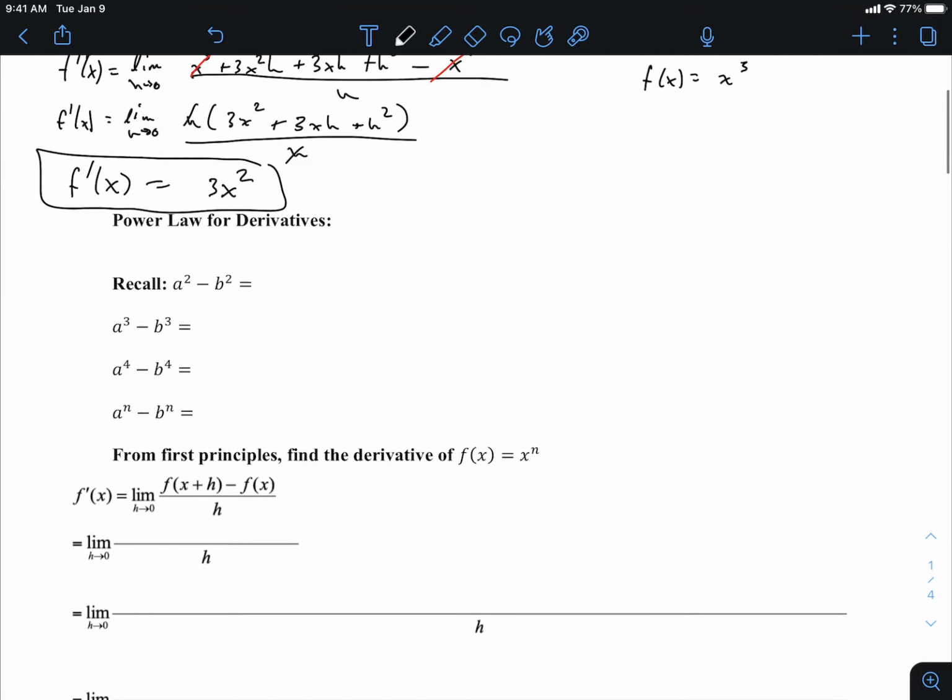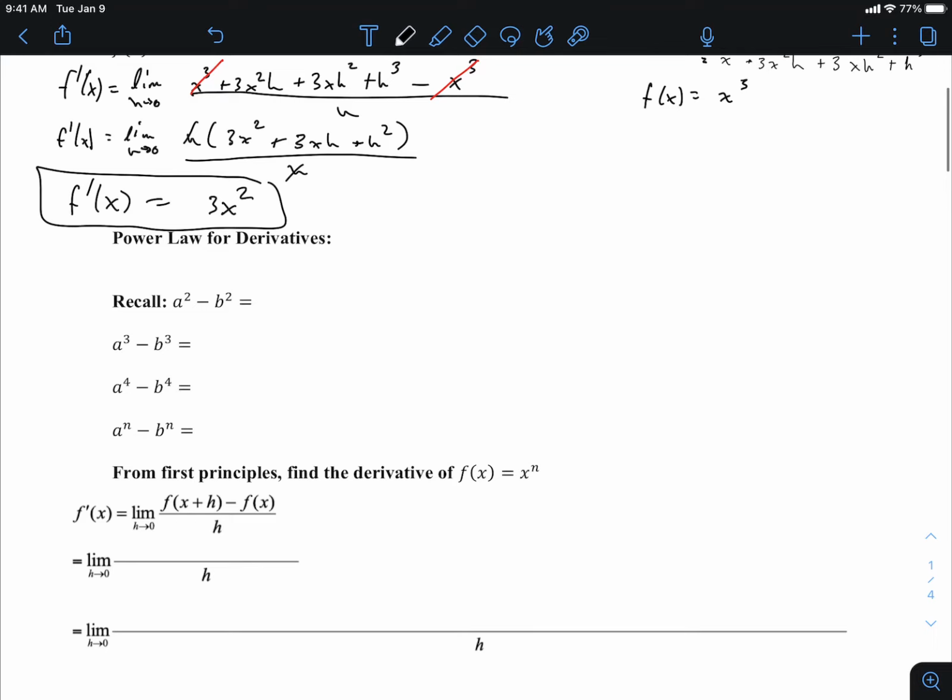Okay, so the power law for derivatives. We need to recall some proofs or identities. So we'll write a squared minus b squared. We could rewrite this as just a difference of squares, right? So this is going to be a minus b multiplied against a plus b.